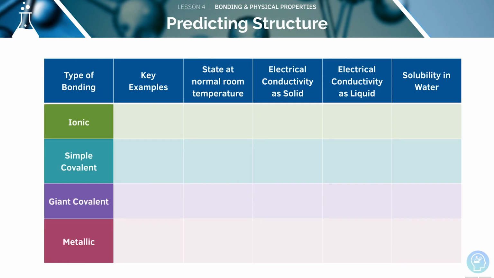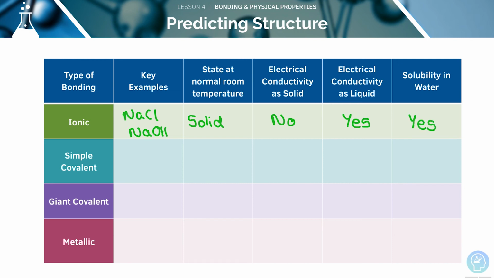You should learn the properties of the following main types of bonding, as you could be asked to predict the structure of a random substance based on its properties. Let's fill in the table together to show what happens. First, we'll look at ionic bonding. Our key examples for this are NaCl and NaOH. At normal temperature, these will both be solids, and they do not conduct electricity. However, as a liquid, they can conduct electricity, and they are soluble in water.